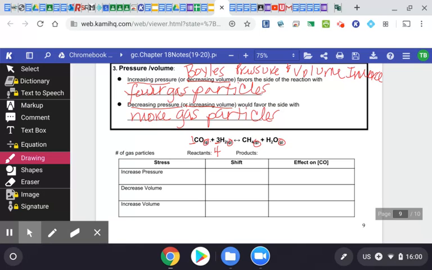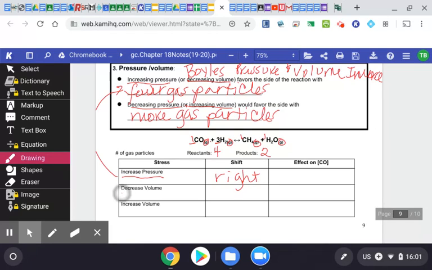In front of methane, I have no coefficient, so that's like an understood 1. In front of water, I have no coefficient, so that's like an understood 1. So 1 plus 1 adds up to 2. On my product side, I have 2 gas particles. So if I increase pressure for the first stress, it says that we're going to go to the side with fewer gas particles. I have fewer gas particles on the right-hand side of this reaction.